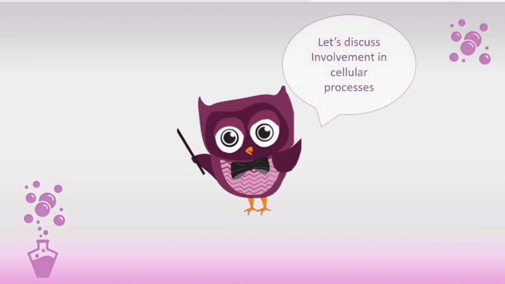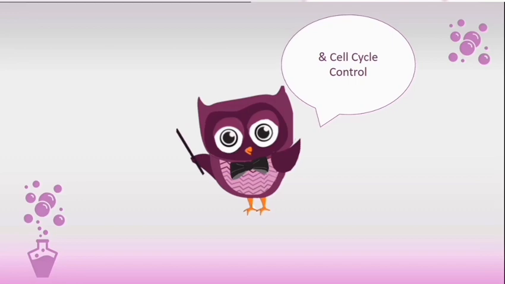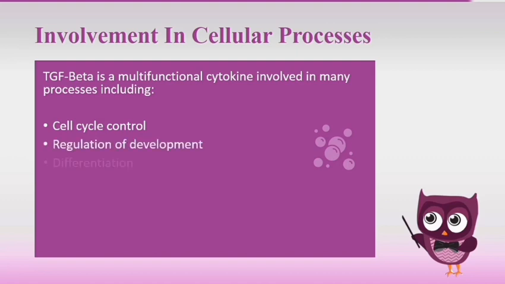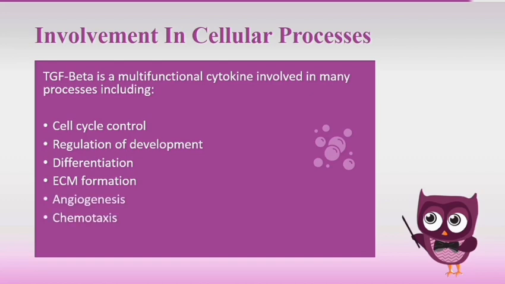Let's discuss the involvement of this pathway in cellular processes and cell cycle control. TGF-beta, being a multifunctional cytokine, plays a very important role in many different processes, including cell cycle control, regulation of development, differentiation, ECM formation, angiogenesis, chemotaxis, and induction of apoptosis.